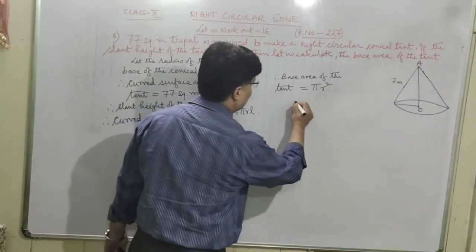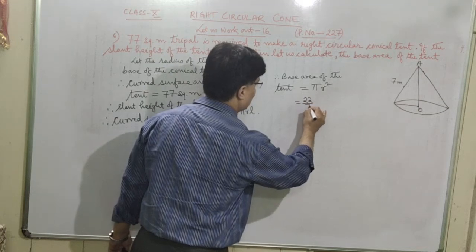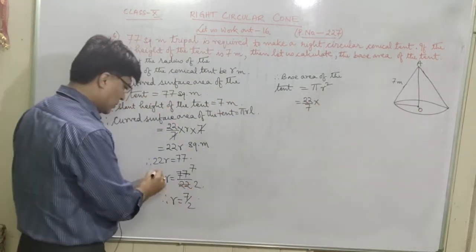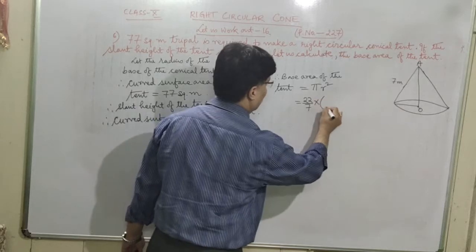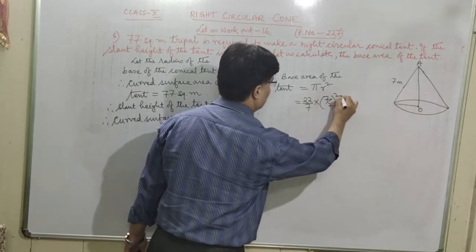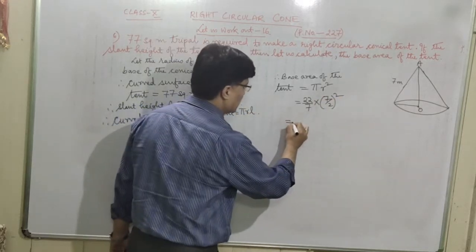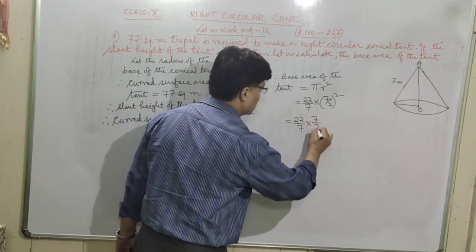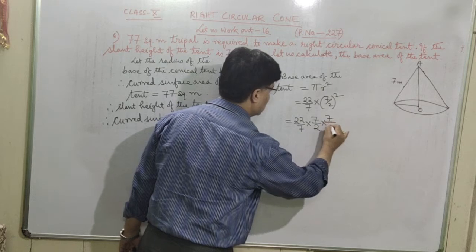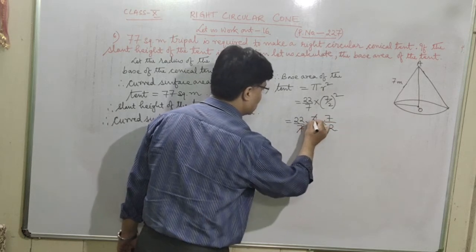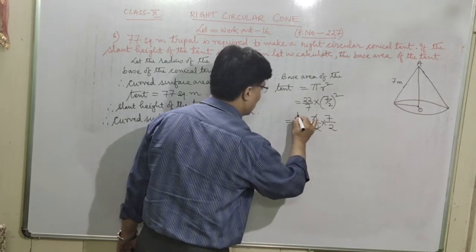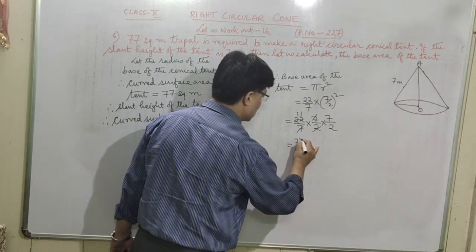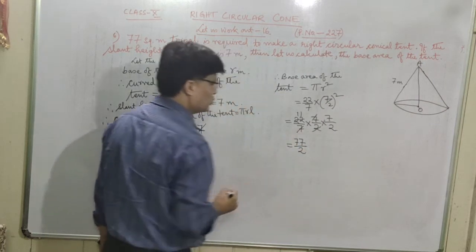So now what is pi? Pi is 22 by 7. And what is r whole square? It is 7 by 2 whole square. Right? So let us simplify it. 22 by 7 into 7 by 2 into 7 by 2. Here 7 gets cancelled. 2 11s are 22, 11 7s are 77, divided by 2.